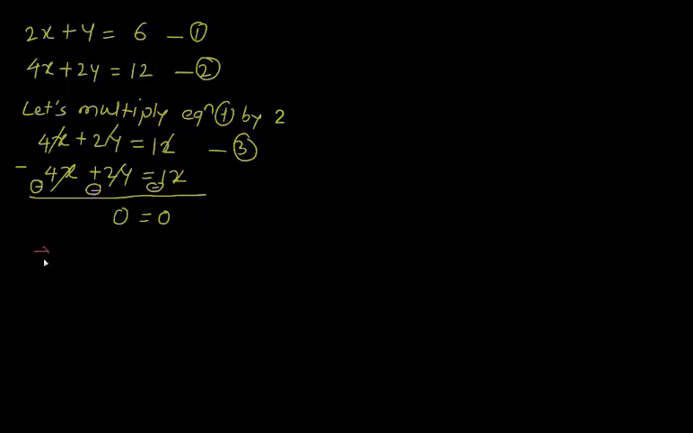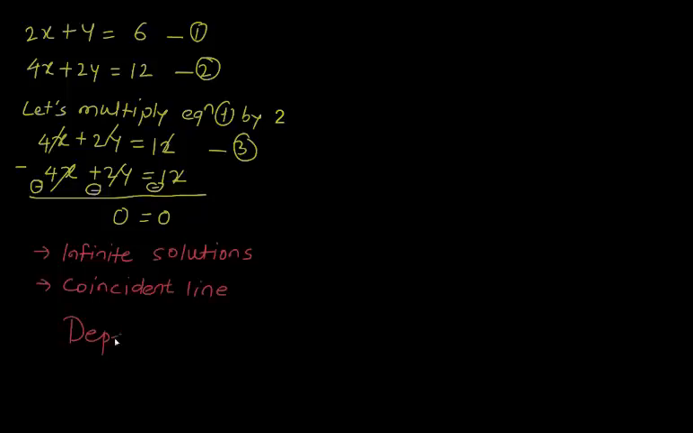So these two linear equations have infinite solutions and they are nothing but graphically coincident lines. Hence these equations are called dependent linear equations. So this is a case of dependent linear equations.